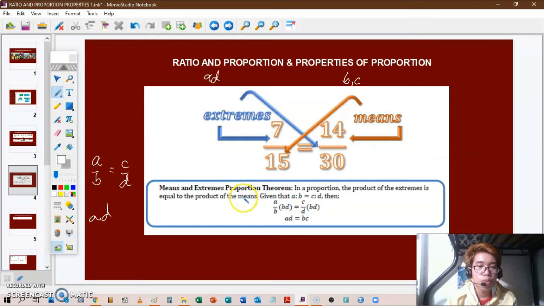And the means and extremes proportion theorem states that in a proportion, the product of the extremes is equal to the product of the means. So that means A times D is equal to B times C.